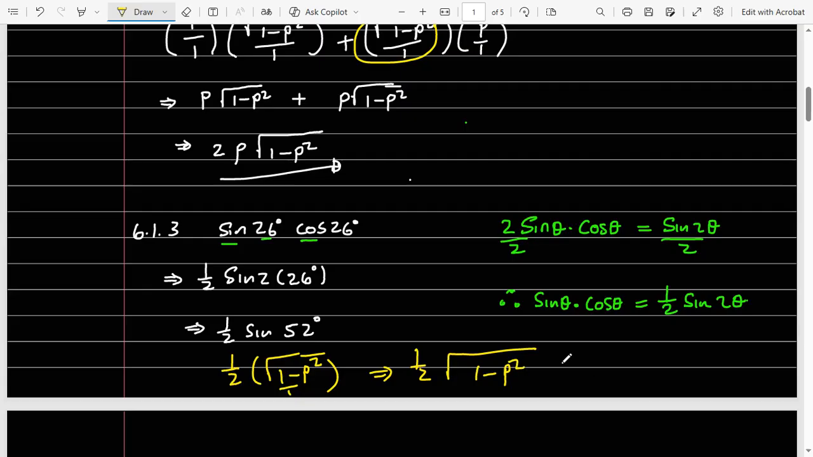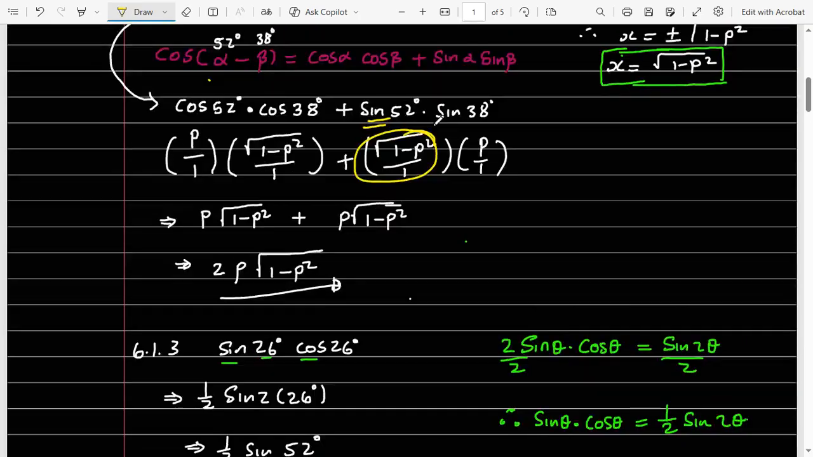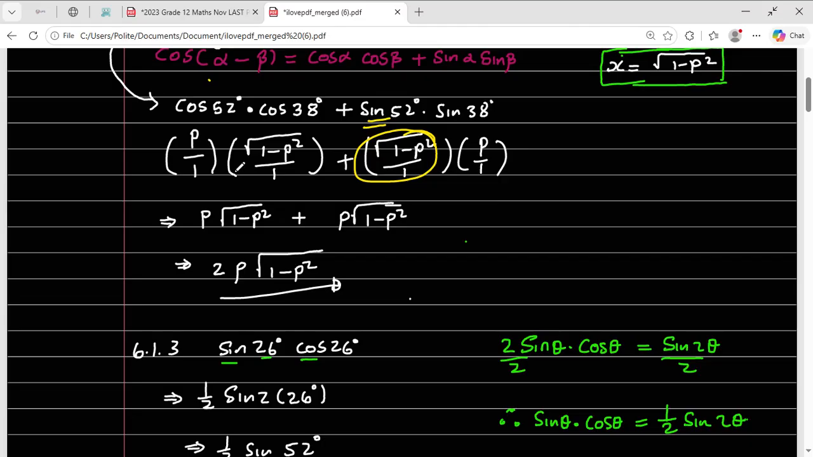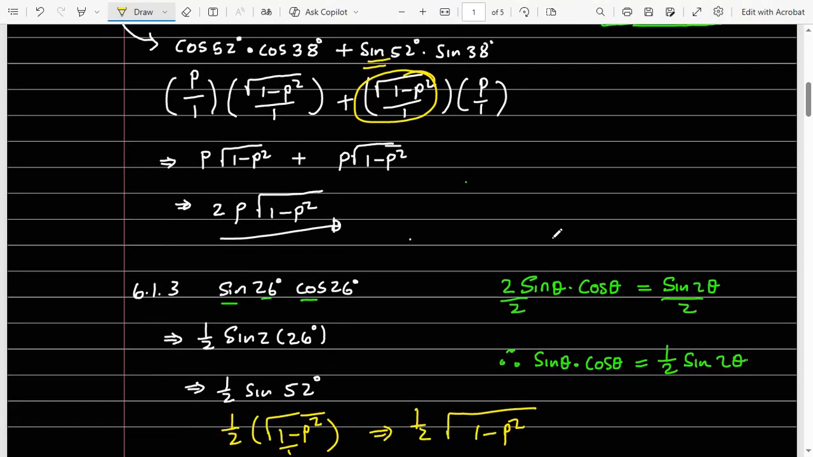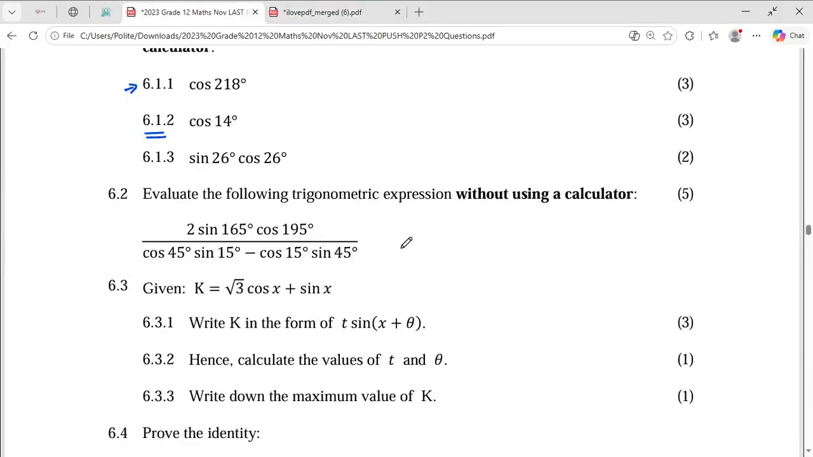Easy. Okay, I think I've said much on this question. I think I gave you guys strategies on how to work around this question. Focus on what you have, okay? Focus on what you have. Let's move to the next question.